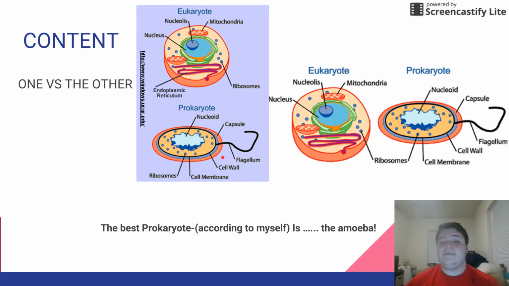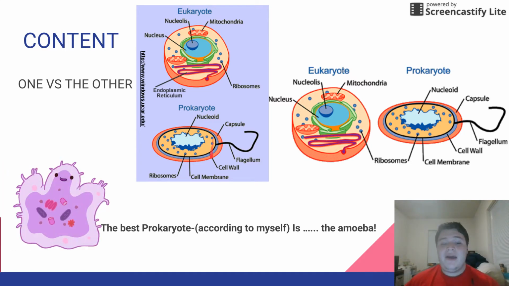Prokaryotes also can have a flagellum, which they actually use to wiggle around and move them through wherever they are, whether it be some form of water, some form of other sort of liquids, whatever. But my prokaryote of choice is the amoeba, this little guy right here. He's my favorite. He actually moves by taking a piece of his body, putting it forward, and then dragging the rest of himself along.